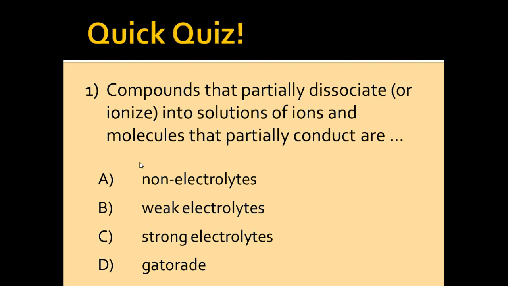And so here's a quick quiz to see what you learned. Compounds that partially dissociate or ionize into solutions of ions and molecules that partially conduct electricity are A, non-electrolytes, B, weak electrolytes, C, strong electrolytes, or D, Gatorade. And it's definitely not just Gatorade, because we're just talking about electrolytes here, so it's not Gatorade. Is it a non-electrolyte?